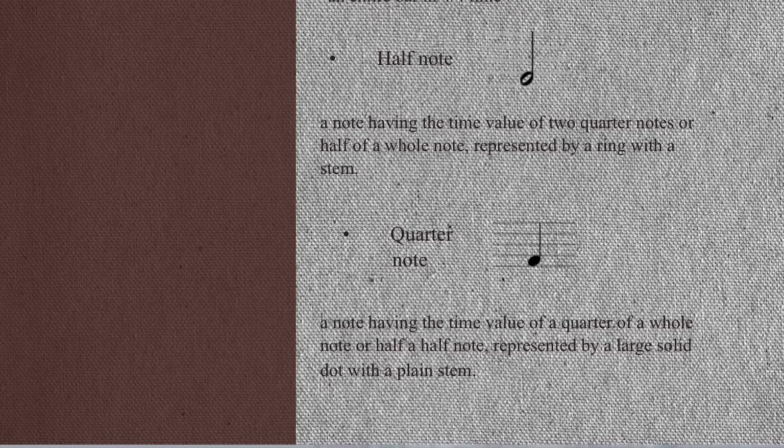Quarter note. A note having the time value of a quarter of a whole note or a half of a half note, represented by a large solid dot with a plain stem. So if a half note is equal to 2 beats, then a quarter note is equal to 1 beat.